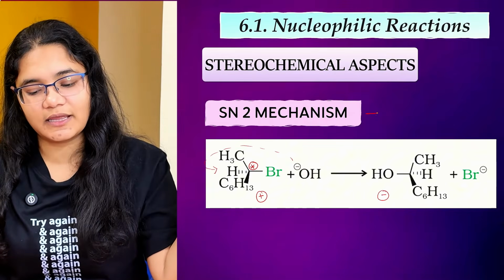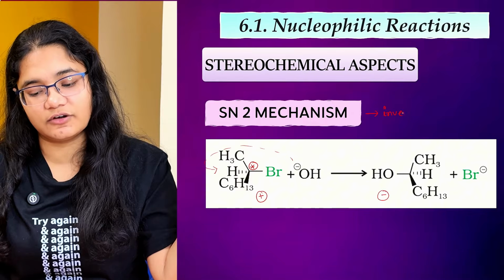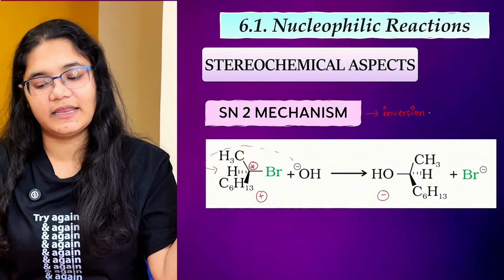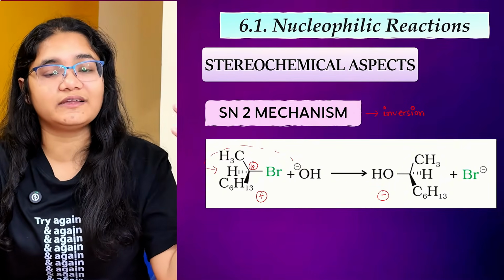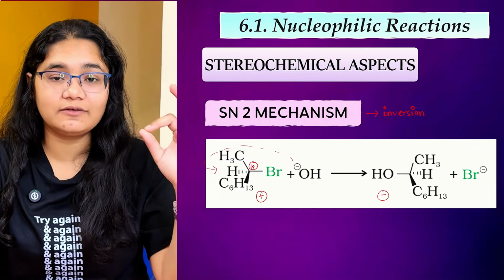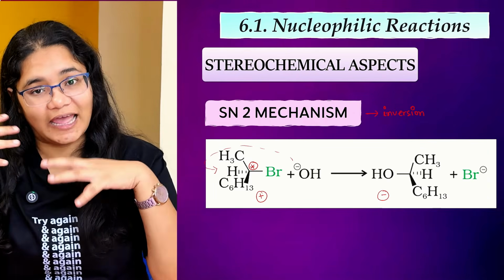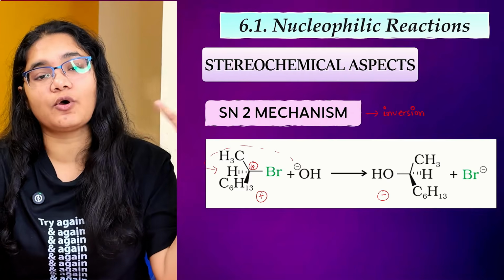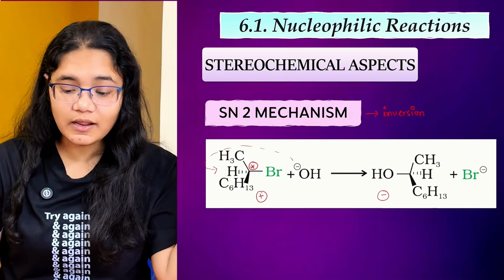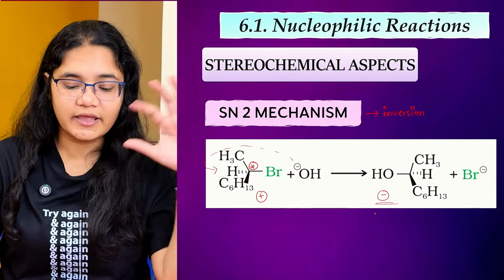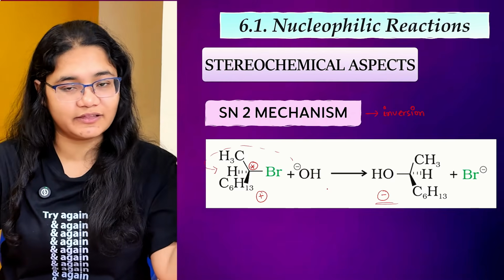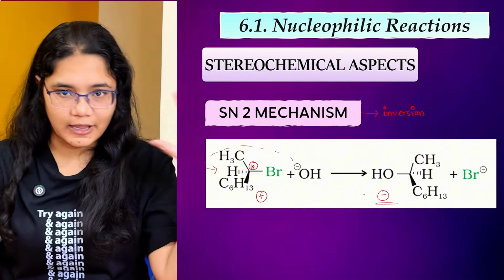Okay, so that is why in SN2 we always get inversion, whereas in SN1 you can get both inversion and retention, and the mixture is called a racemic mixture. Here you will get only one product. Okay, if this is D, the product will be L. If this is L, the product will be D. I hope this is clear.